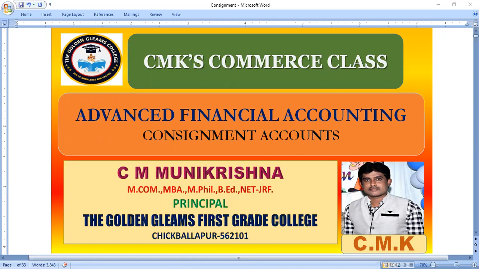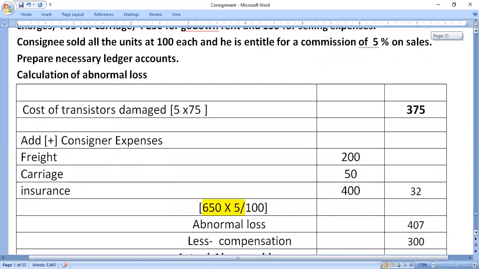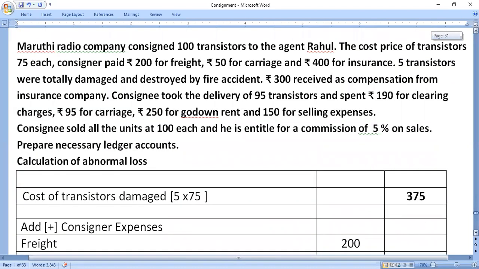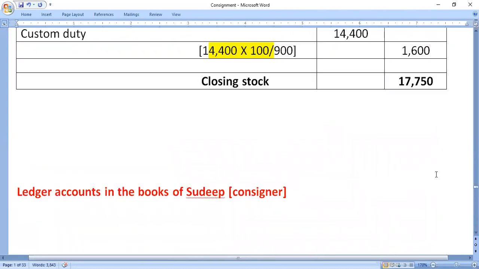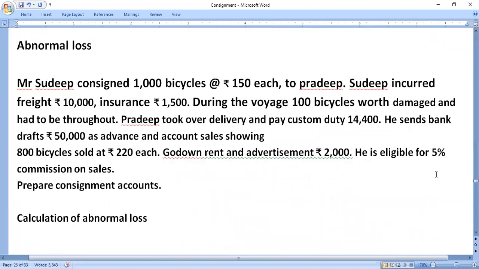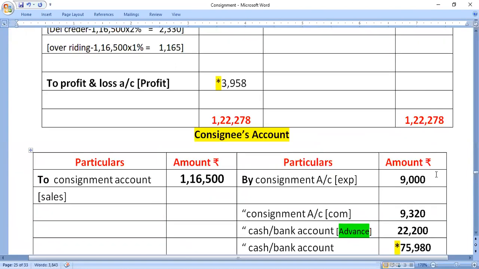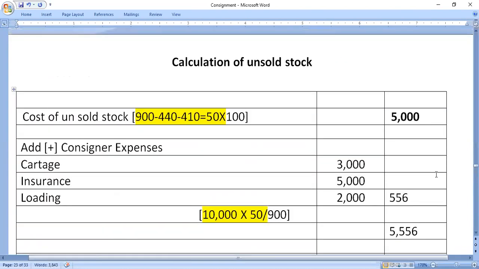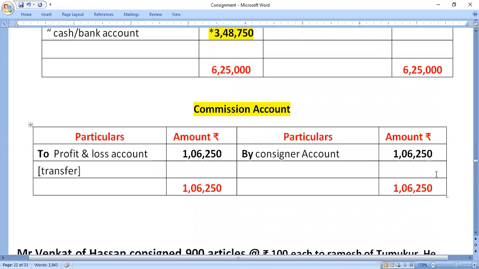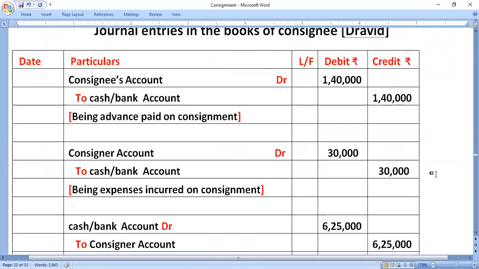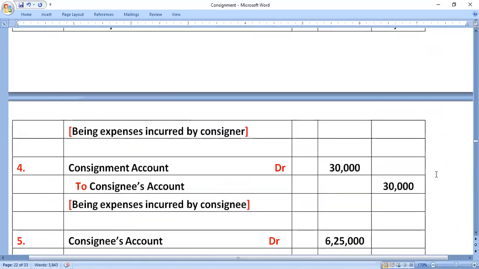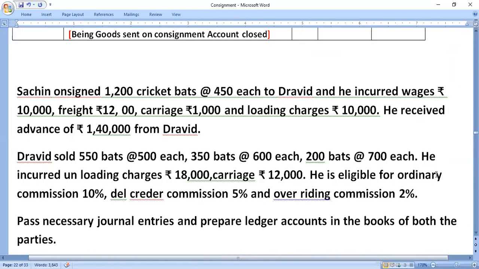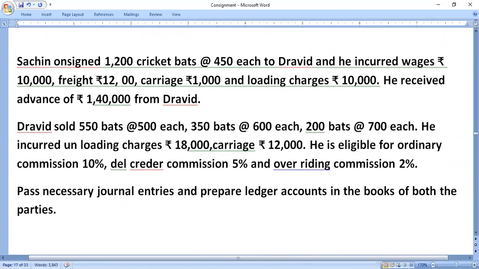My dear students, last class itself we were discussing the journal entries and ledger accounts. Now we are going to discuss the same nature of problem regarding consignment accounts. Listen here. Actually, the last problem itself we discussed, so today we are going to discuss the next problem.